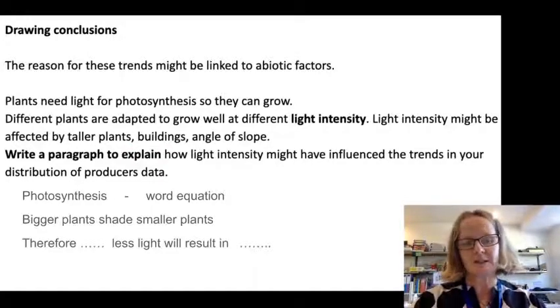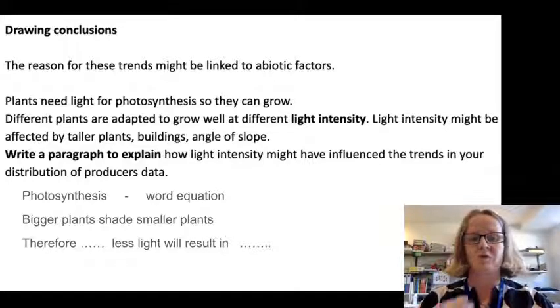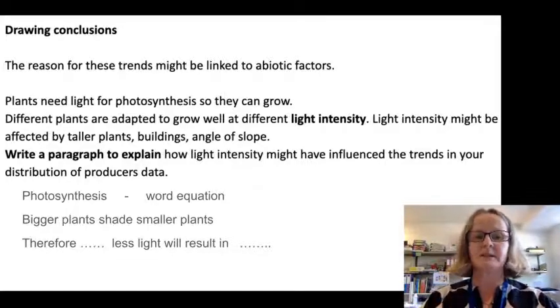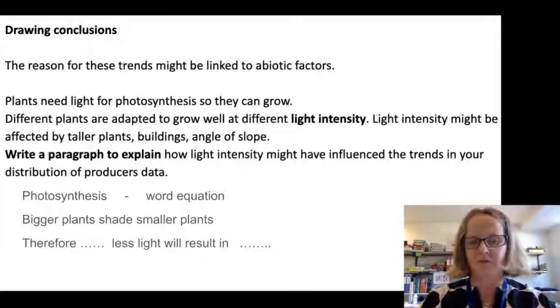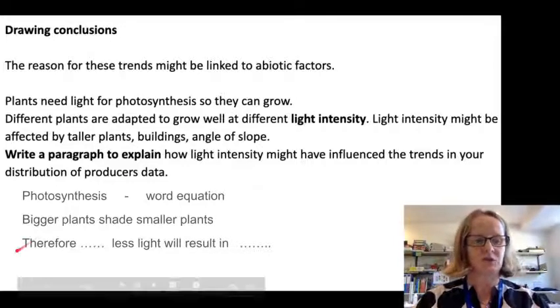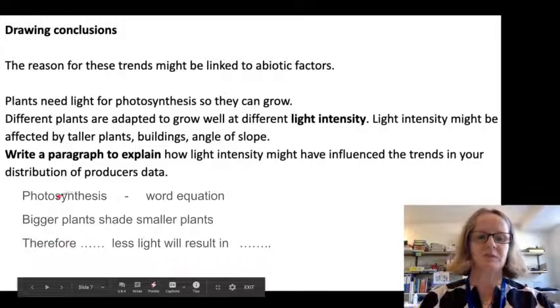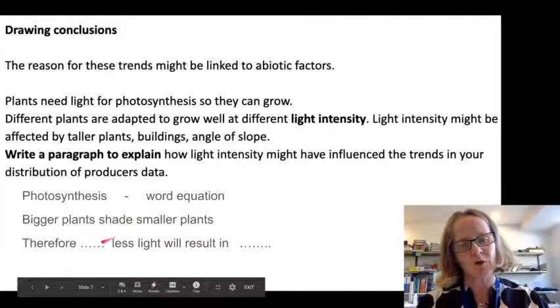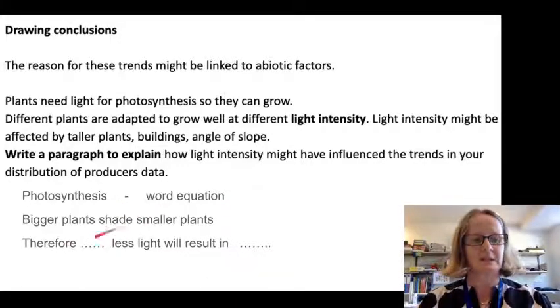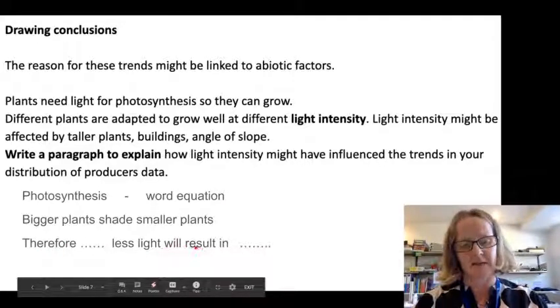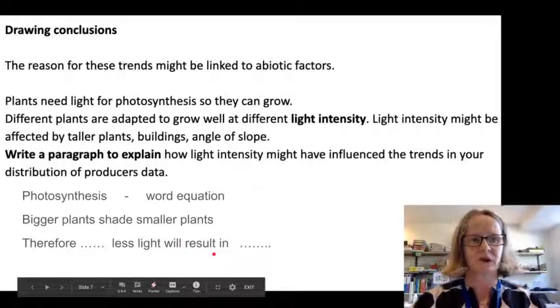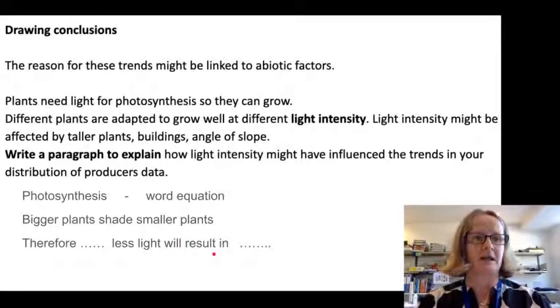And if you want to explain, you end up saying therefore or this will result in. So try to use the explain language of a linking word. So things like because or will result in or therefore in your explanation. So you'll be talking about photosynthesis, you'll be talking about the consequences of bigger plants shading out smaller plants. You'll use the word equation in there if you can, and you'll be using some linking language like therefore and will result in. So pause this video and try to write a conclusion for this part on page 9 in your booklet.